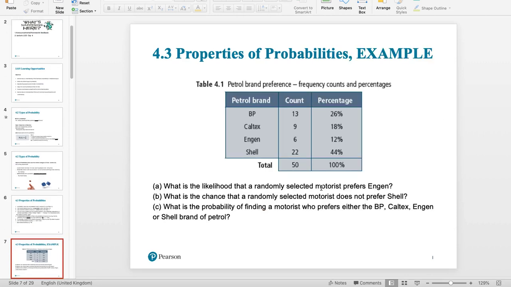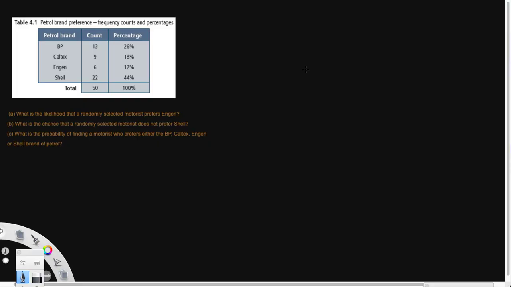Alright, so now let's go into depth and look at the properties of probability. I'm going to switch to the blackboard now so that we can work out these examples. Welcome back to our blackboard. We have this Table 4.1, which you would find on the slides and in the textbook as well. This table shows the petrol brand preference, with frequency counts and percentages, for these brands: BP, Caltex, Engen, and Shell. These are the counts, and we have the percentages on the side.